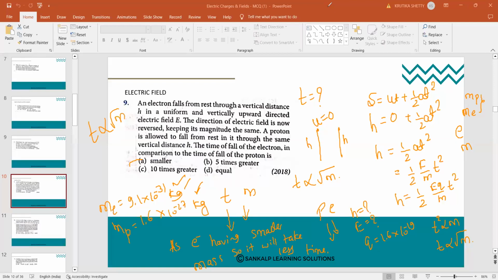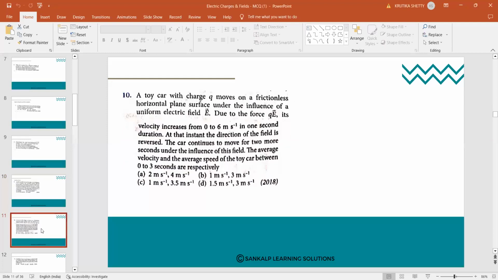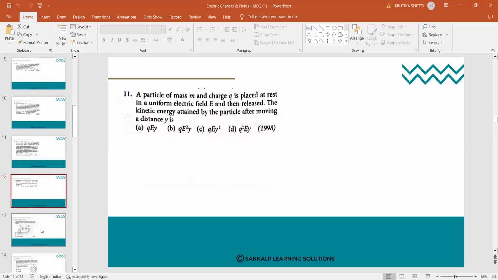Okay. Next question, students. So it is a theory question, I think. This one we will solve in the next class. Its solution will be in the next class. So I think this question we have solved, if I am not wrong. Yes. This we have solved. Next.